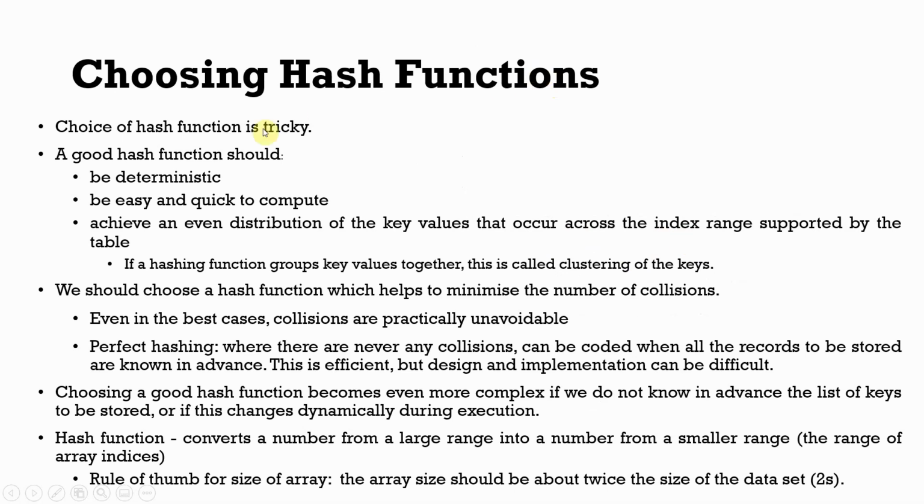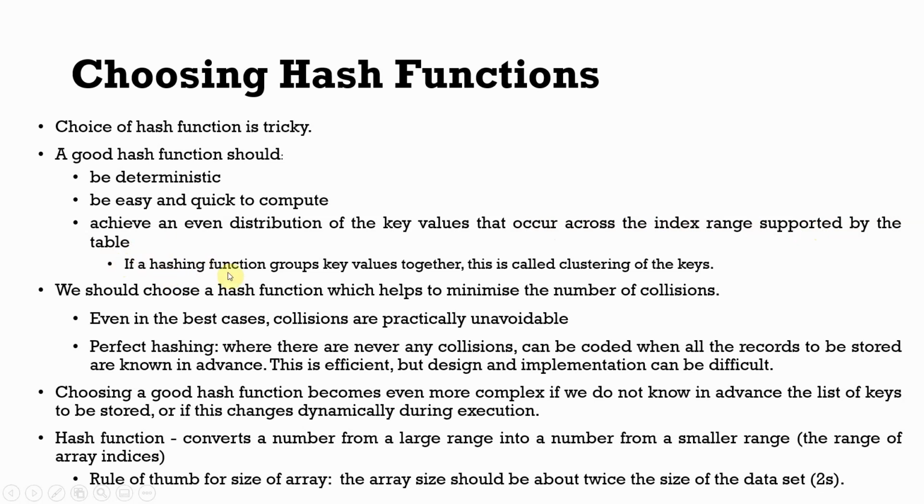So choice of hash function is very tricky. Many novice programmers, when they need to use a hash function, just go through reliable sources and find a good hash function, because it's very tricky. It takes a lot of practice, it takes a lot of insight to find a good hash function for a certain problem. A good hash function should be deterministic, meaning it gives us the same output for the same input, should be easy and quick to calculate, and it should achieve an even or uniform distribution of key values that occur across the index range supported by the table.